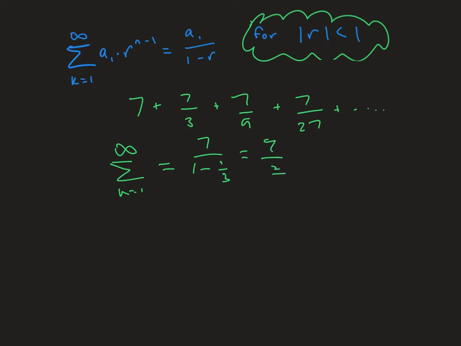over 2/3, which equals, we can flip that bottom fraction, because when we divide by a fraction, we can actually flip it over and multiply by it. So it's actually 7 times 3/2, which equals 21 over 2.